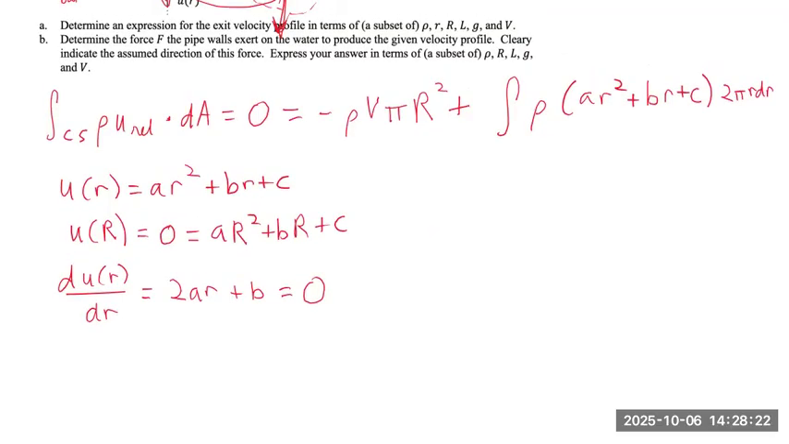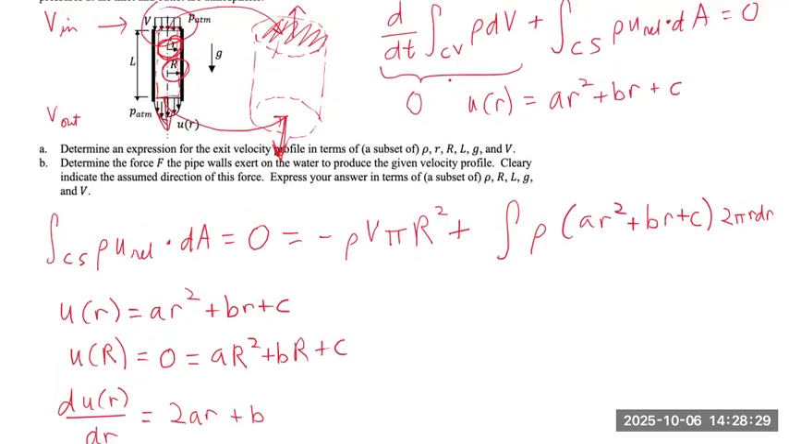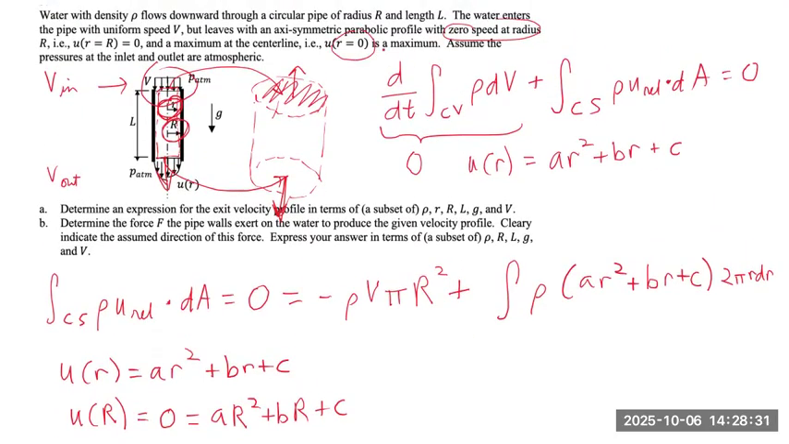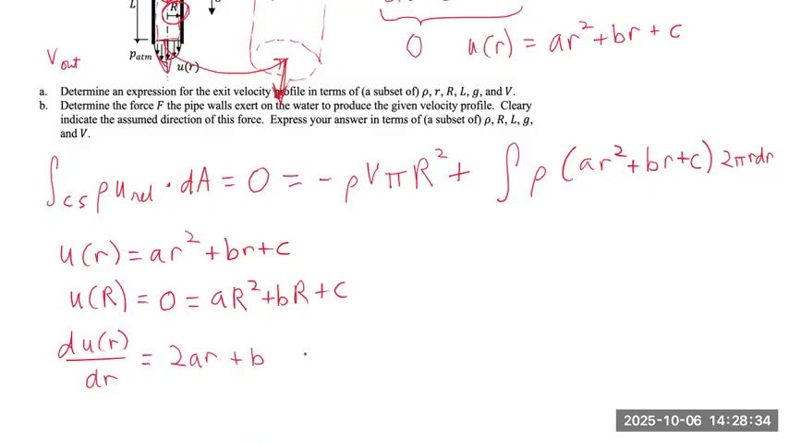The maximum occurs at the center line. Wait, sorry. The maximum occurs at the center line, which is when r is equal to 0. Yes, r is equal to 0. So let's plug in r equals 0. So 2A times 0 plus B is equal to du/dr at 0, which is equal to 0. Basically, the slope at that point is equal to 0. So B is equal to 0.